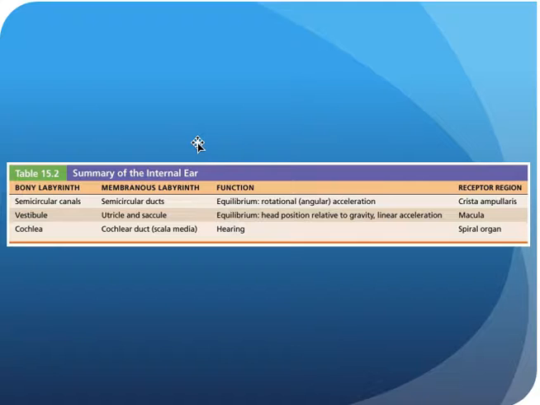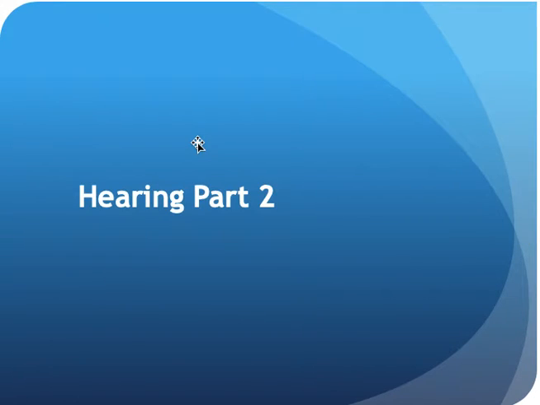So we get a little summary of the internal ear, and again, I want to make sure I can label everything, know what the function of all these things are, and then come back and see how they help me with my equilibrium and how they help me with my hearing. That's what we're going to do in part 2 of our hearing audio lectures.